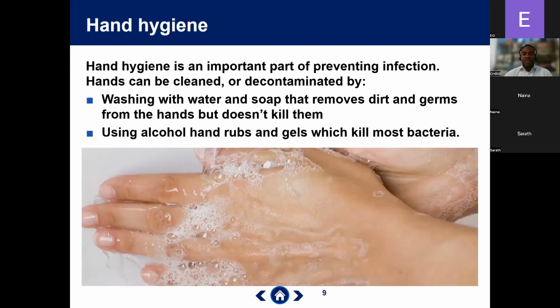All right, Sarath, please, shall we have you read this for us? Take us through hand hygiene. Sarath, are you there? We have 10 minutes. Hand hygiene. Yes.